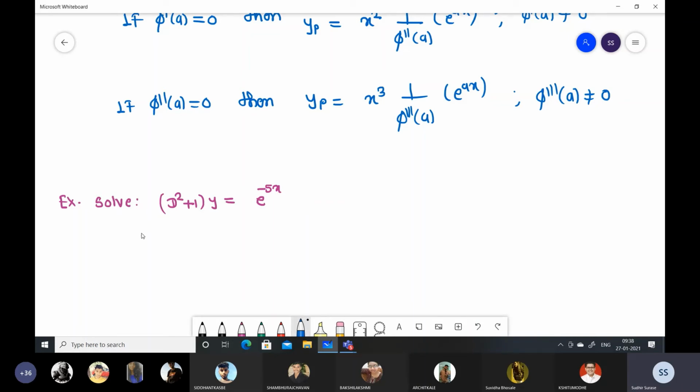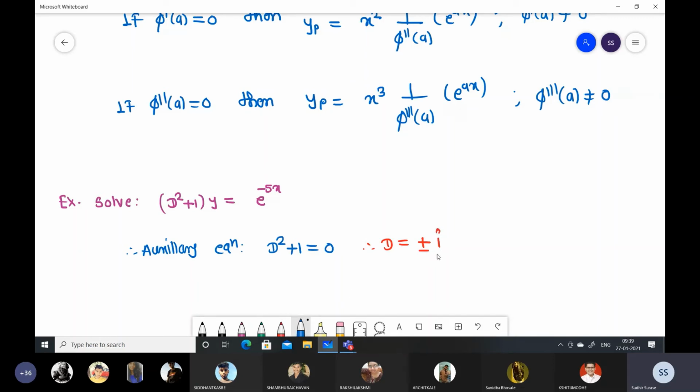Okay, so for the associated homogeneous differential equation, you know the auxiliary equation. Therefore the auxiliary equation is d square plus 1 is equal to 0. Okay, fine. Now let us find out the roots. We can see the roots will be imaginary, so therefore d is equal to plus minus i, square root of minus 1, right? And we have complex roots.